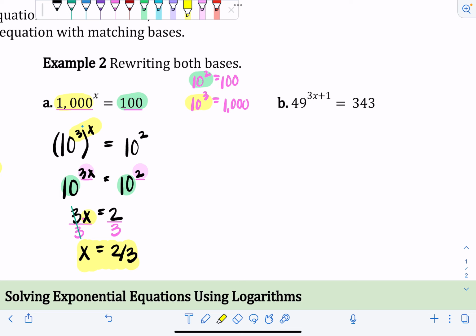But I know for sure that 49 is 7 squared. Like 7 squared is 49. So once you know that, you can check to see, okay, well, is 343 a power of 7? So we'll do 7 to the third power to check to see. So 7 to the third power is 343.